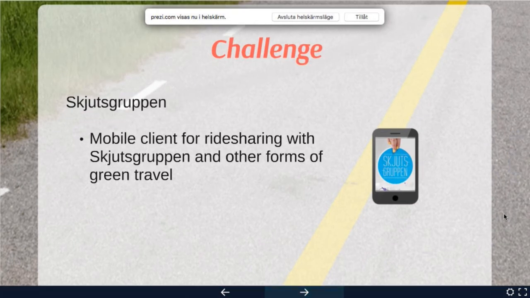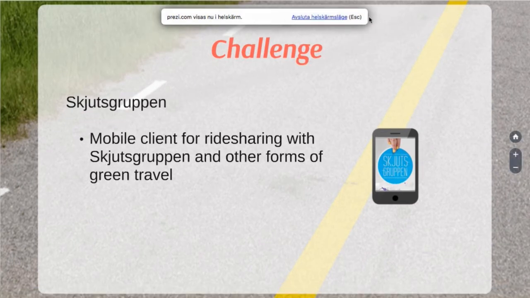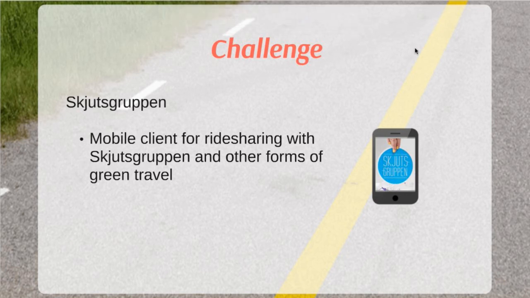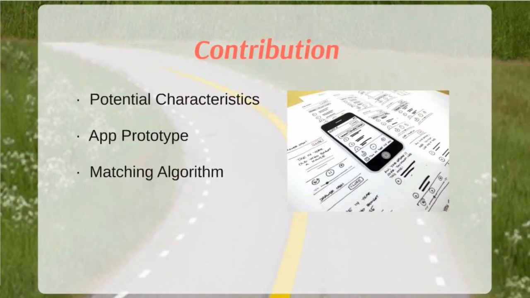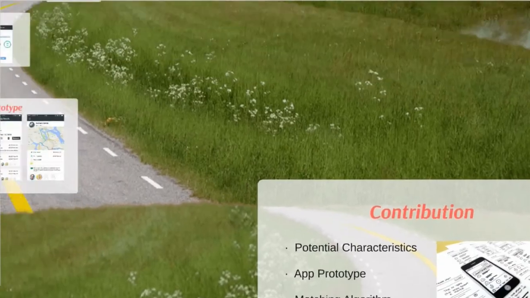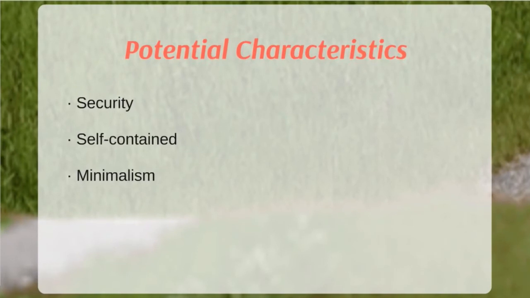Our challenge is to design a prototype for a mobile client app for ride sharing with Skjutsgruppen and other forms of green travel. Our contribution can be divided into three parts, namely the potential characteristics, the app prototype, and the matching algorithm. Firstly, the potential characteristics are security. Of course, it's very important because we're strangers taking a ride from a driver, so we have to know whether it's safe.